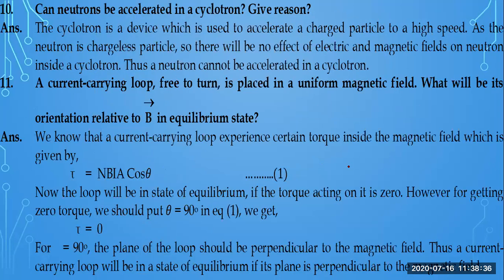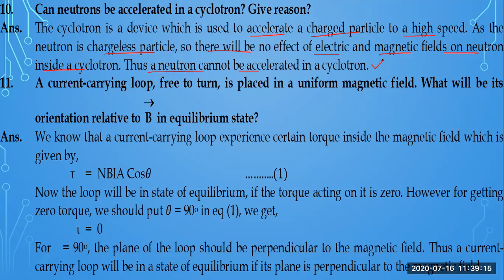So here we are. If you look at, can a neutron be accelerated in a cyclotron? Give a reason. A cyclotron is a device which is used to accelerate charged particles to a high speed. As the neutron is chargeless, it is neutral, so there will be no effect of electric and magnetic field on the neutron inside a cyclotron. Thus, a neutron can't be accelerated in a cyclotron.